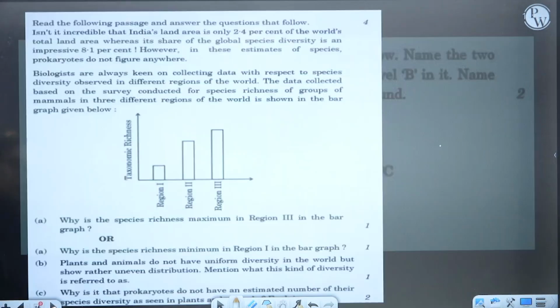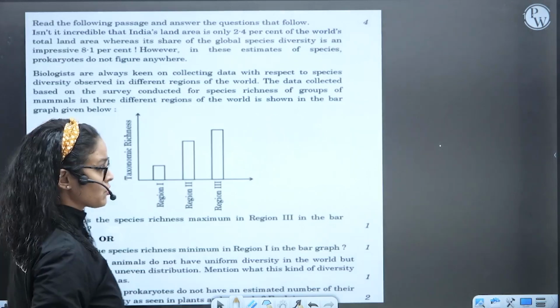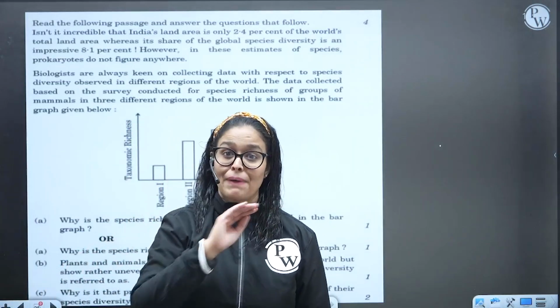This is from ecology unit graphs. So these diagram graphs you cannot skip at any cost.